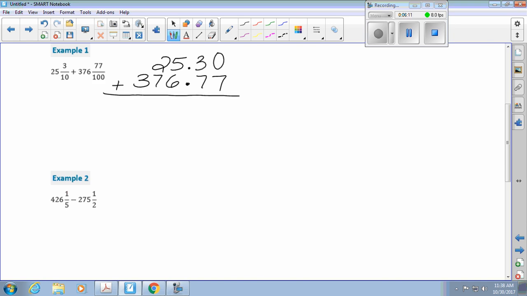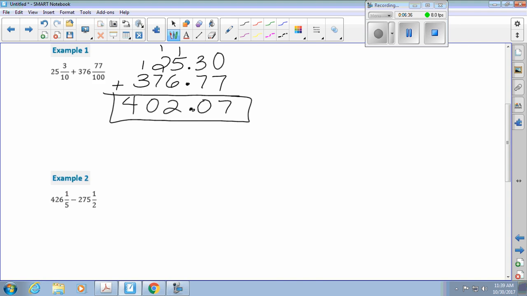All right, so now we're adding. 0 plus 7, everybody. 7. 3 plus 7. 10. Put your decimal point down. Carry your 1. So we have 1 plus 5, which is 6. 6 plus 6 is 12. Carry your 1. 1 plus 2 is 3. Plus 7 is 10. Carry your 1. 1 plus 3 is 4. 4. There's your answer for that one.